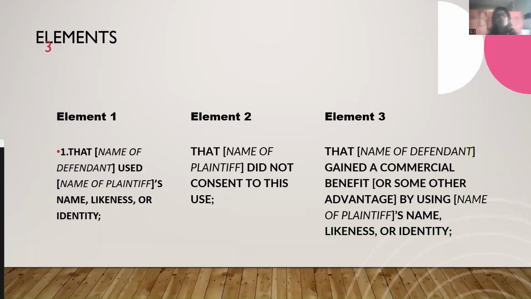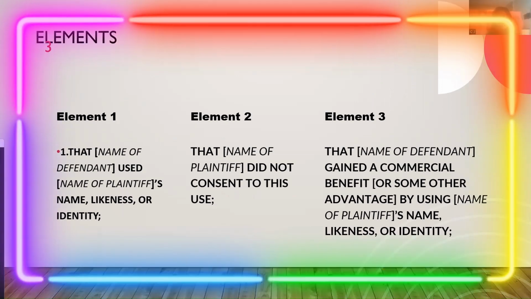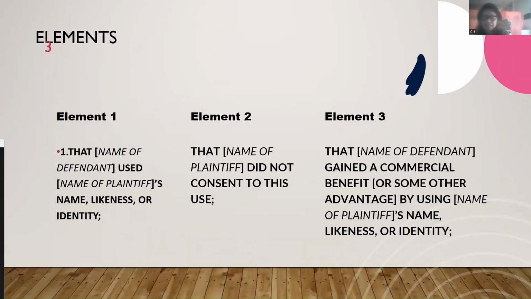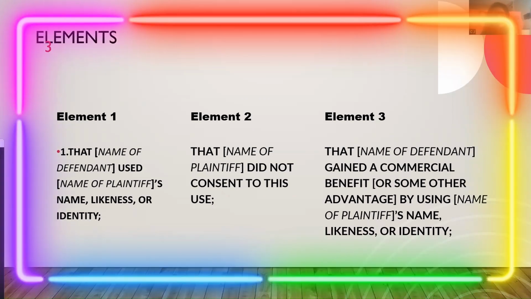Element number one, that the defendant used the plaintiff's name, likeness, or identity. Don't forget that with the statute, we have the voice, we have the signature, and then identity could be established with that if doing only a common law lawsuit. Element number two, that the plaintiff did not give consent. Don't forget that with the statutory, that was unauthorized use, right? There was no consent there.